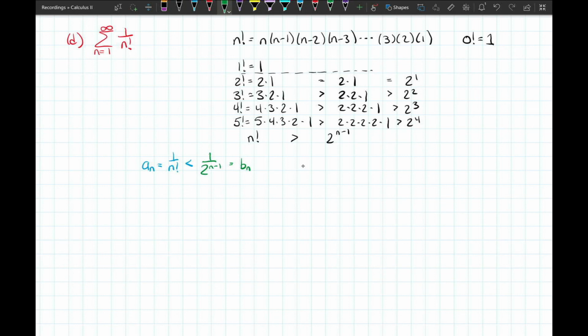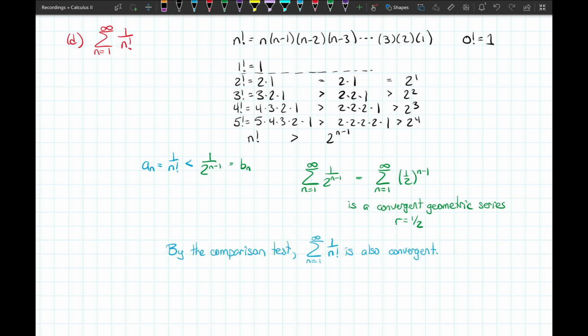And that is the perfect thing to compare with because those are the terms of some kind of convergent geometric series. The series 1 over 2 to the n minus 1 from n equals 1 to infinity can be rewritten as the series of 1/2 to the n minus 1 from n equals 1 to infinity, and that's a convergent geometric series with r equal to 1/2. Since our terms an are less than the terms bn, then our series must also be convergent. And that's just using the direct comparison test. So that series 1 over n factorial is also convergent.